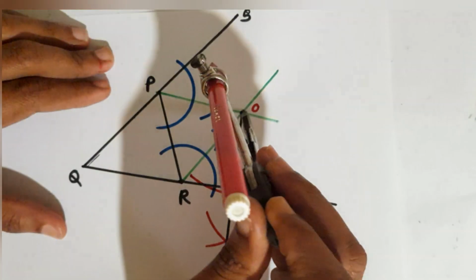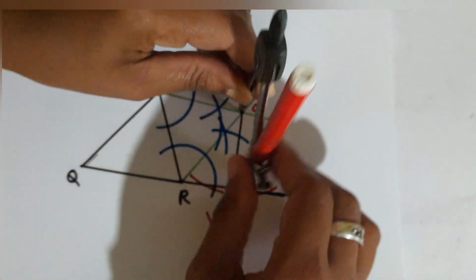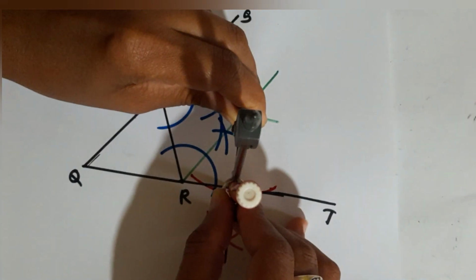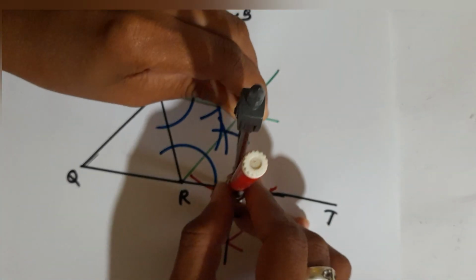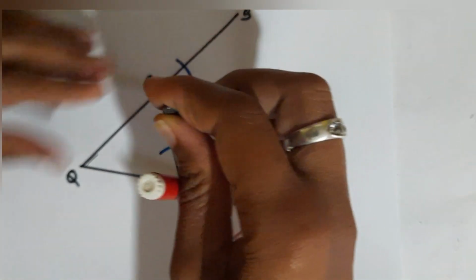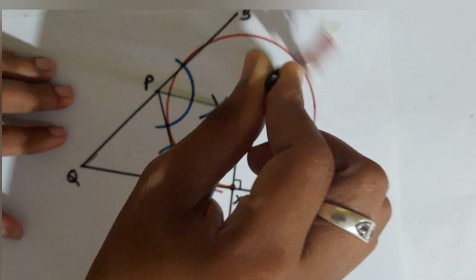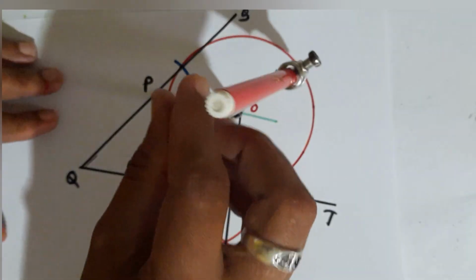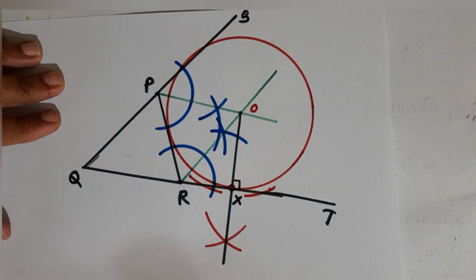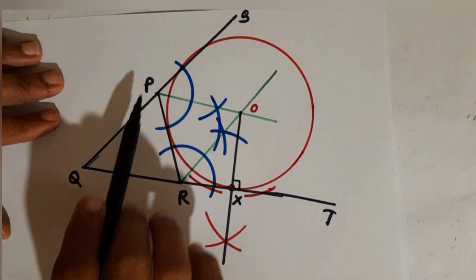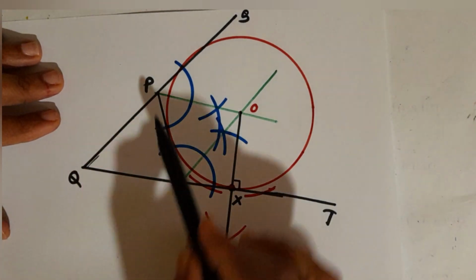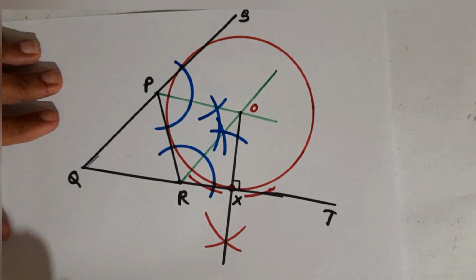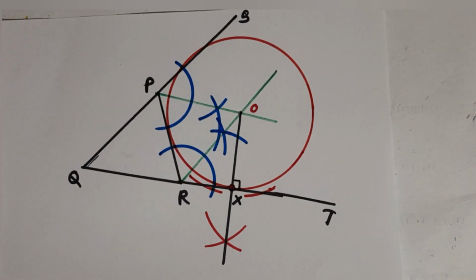Now taking O as the center and OX distance as the radius, we can construct the excircle in this way. We have done the steps correctly. The PS, PR and RT line segments should be tangents to the excircle.